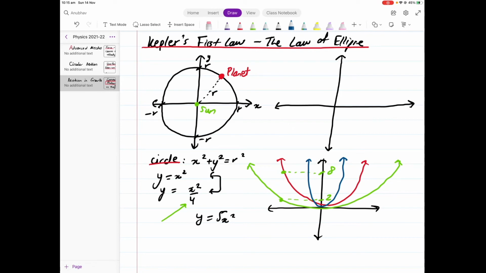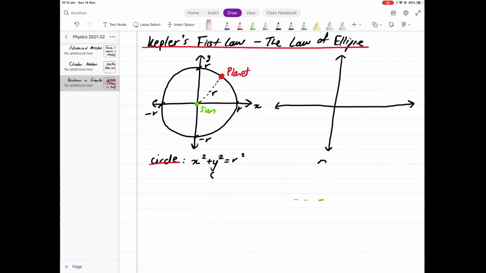So what's done in an ellipse is that the x is squashed and the y is squashed. Both are squashed by a factor. So I'm going to rub this out now. So the equation of an ellipse mathematically is like so. x squared on a squared plus y squared on b squared equals 1. That's the equation of an ellipse.